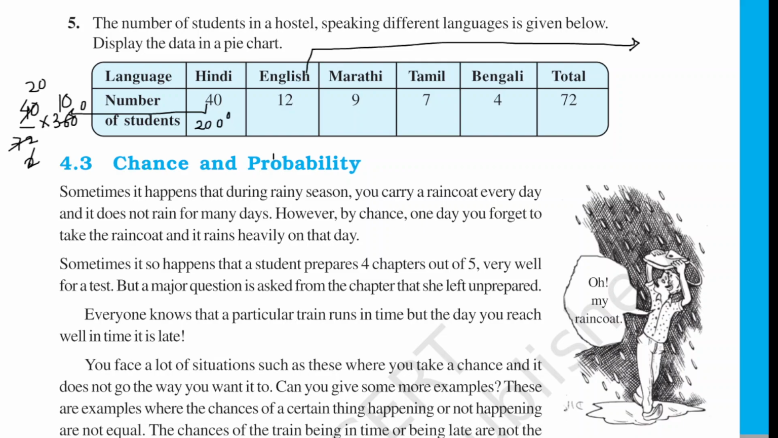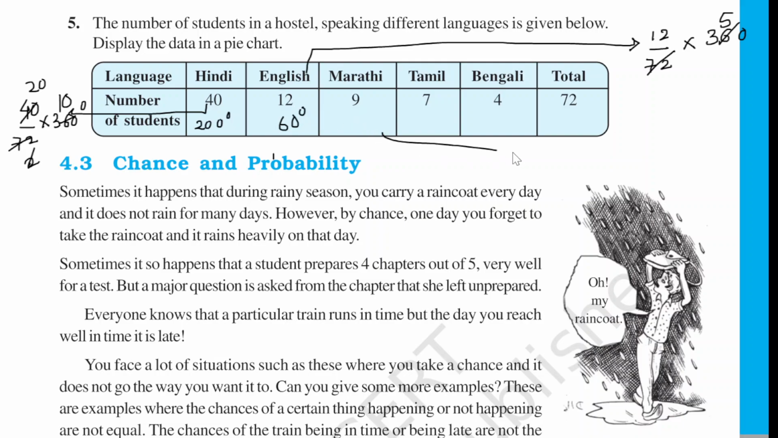Now the central angle for Hindi: 40 by 72, total surveyed is 72. So 36 two times is 72, 36 ten times is 360, then 220, then we will get 200 degrees for Hindi. For English, similarly, we will get 12 by 72 into 360. Simply 5 times 72 is 360. So we will get 60 degrees for English.